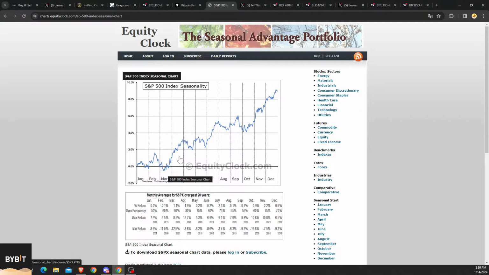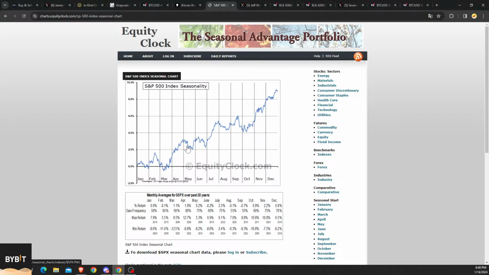Now, this is going to be interesting because from March up until May, so this is basically the second quarter, right? The first quarter, we don't really do anything based on seasonality. The second quarter, however, is oftentimes an up quarter, right? It's a positive quarter.